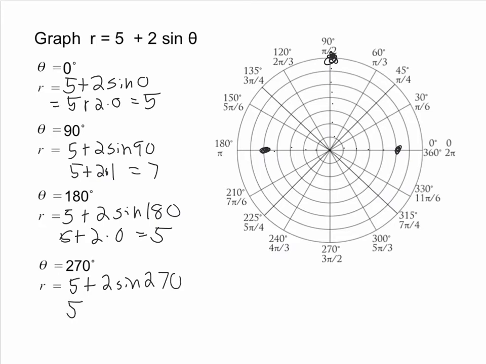And the sine of 270 is negative 1. So this time I end up with 5 minus 2, which is a positive number. And so the big difference, the reason we had the loop last time, is that k number was smaller than c, and we ended up with a negative number here. When that k number is bigger than c, I end up with a positive number here. And so when I'm facing 270, I plot that point 3 units down.